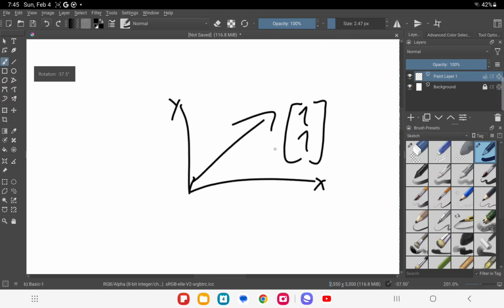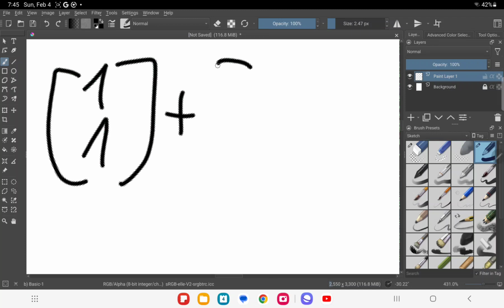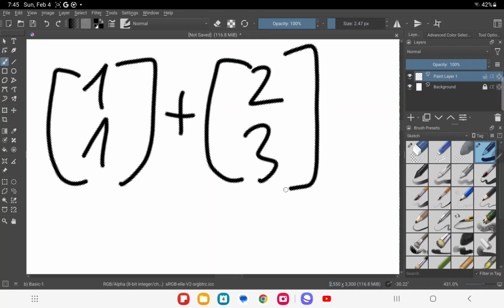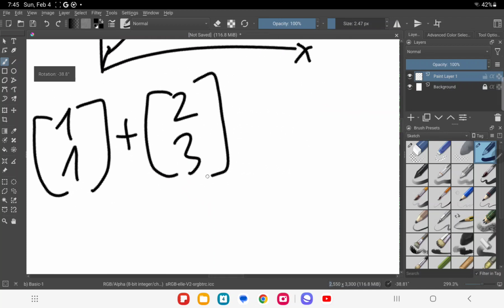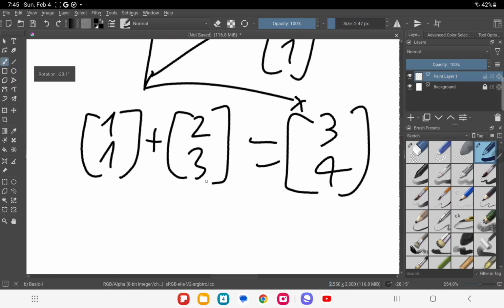Now, one operation that we can do with vectors is add them. So for example, 1 1 plus 2 3. To add these vectors, you simply add these numbers. The number on the first row of this one plus the number on the first row of this one equals 3. So 1 plus 2 is 3, and that goes on the first row. Same thing for this one: 1 plus 3 is 4, and it's on the second row.